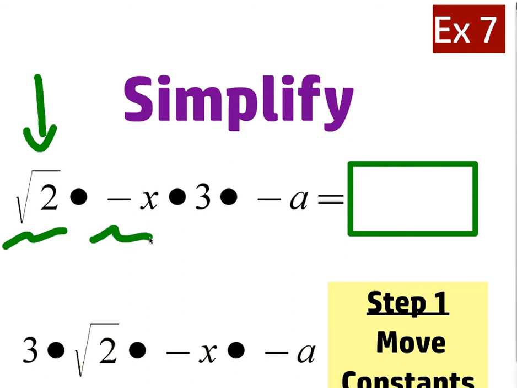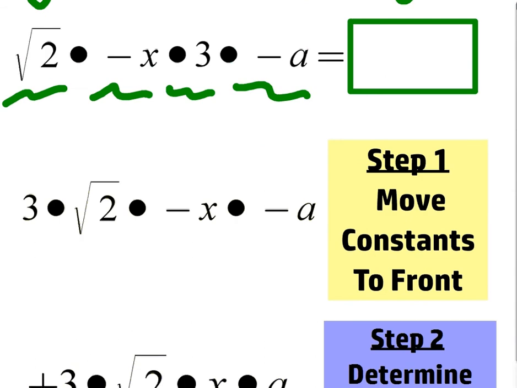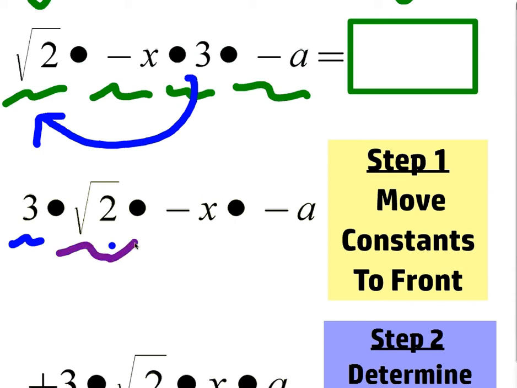Square root of 2 times negative x times 3 times negative a. If we simplify that, what do we get? Okay, first of all, we're going to move the 3 out front, and you want to put whole numbers or rational numbers before square roots. It just looks better, okay? Square root of 2 and then 3 just doesn't look right, and you could read it as square root of 23 if you're not careful. So put the whole number first. Okay, that's part of the reason why I did this example.